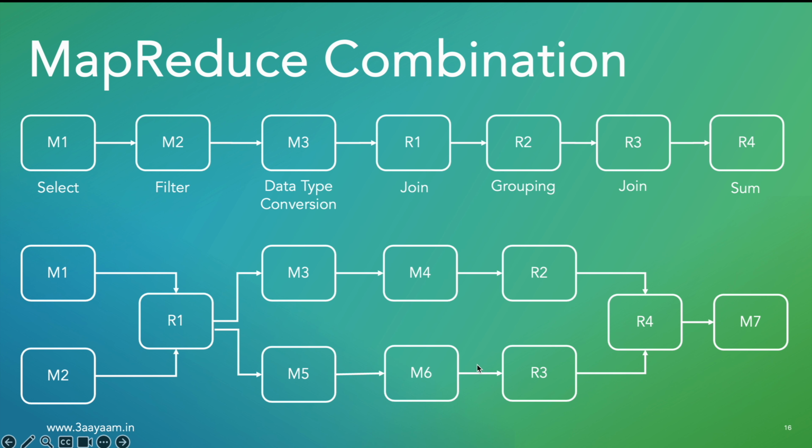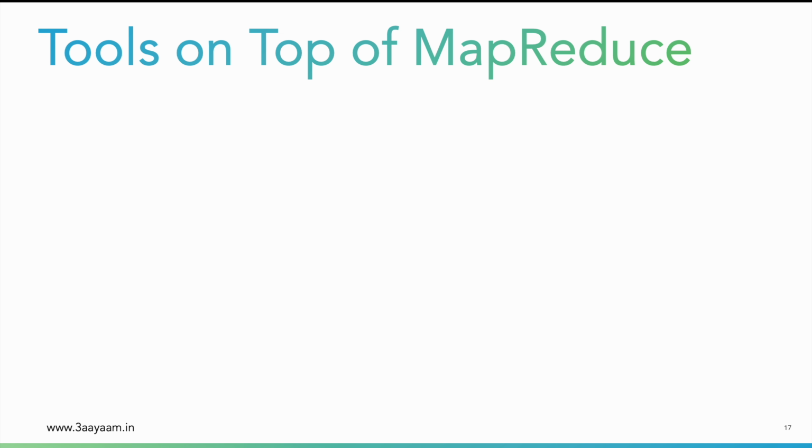Same is the case in the second flow also. From the reduce, it is going to one map task and then to another map task and then to a reduce task. The output of reduce tasks R2 and R3 is going to R4, which is the final aggregation, and then some other map task. So there can be a very complex combination of MapReduce jobs and tasks that you can imagine. So that's what MapReduce is.